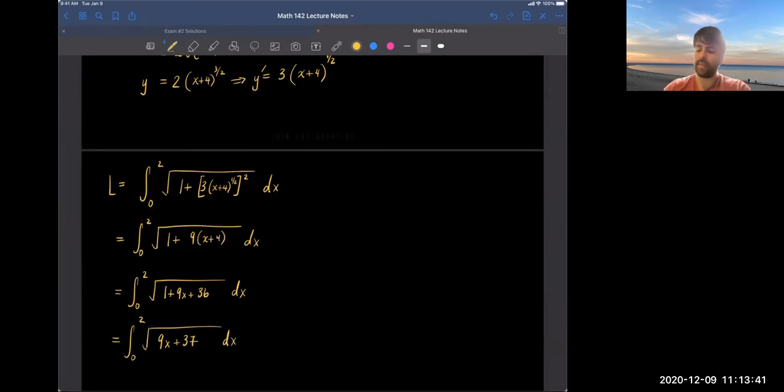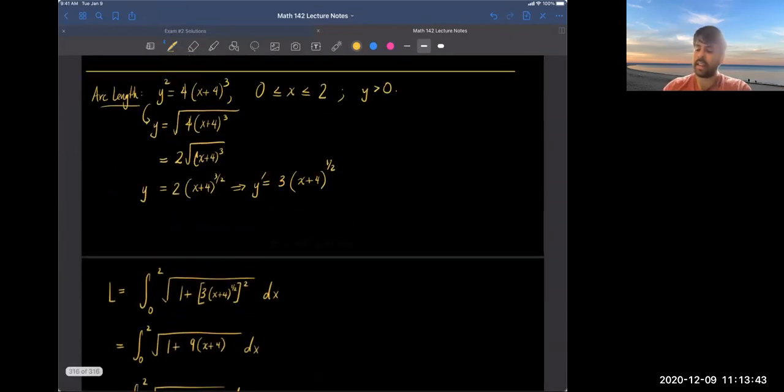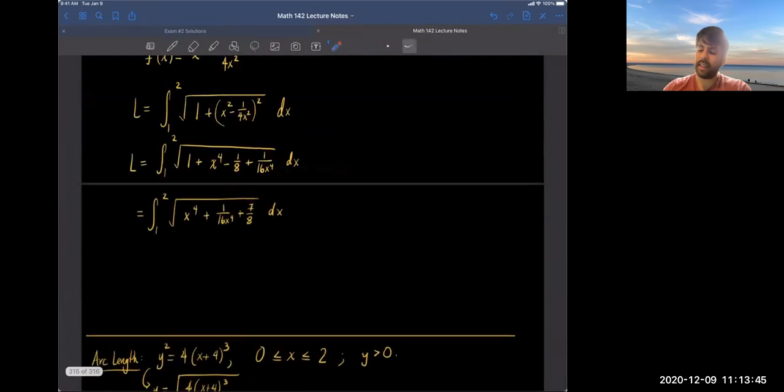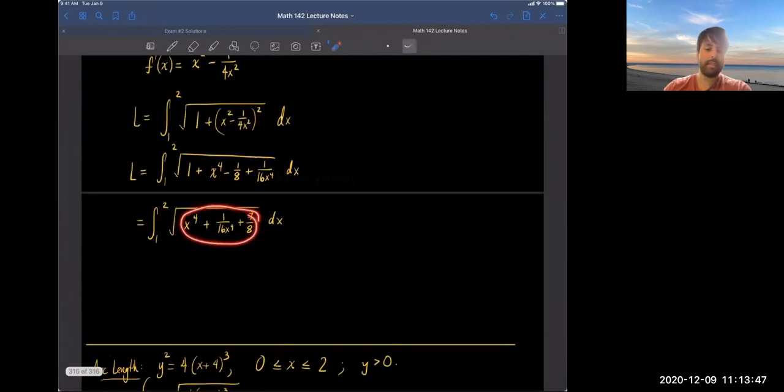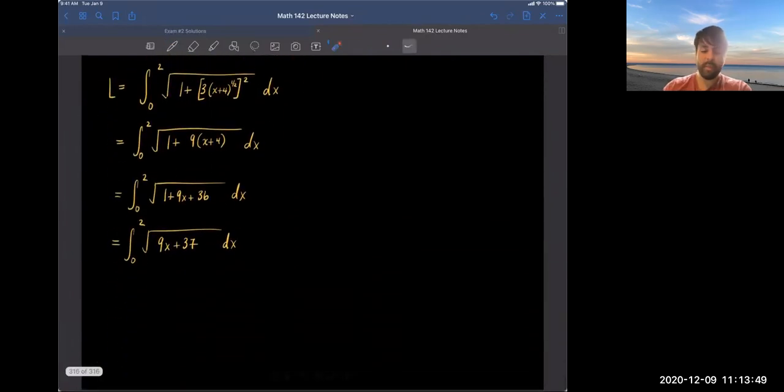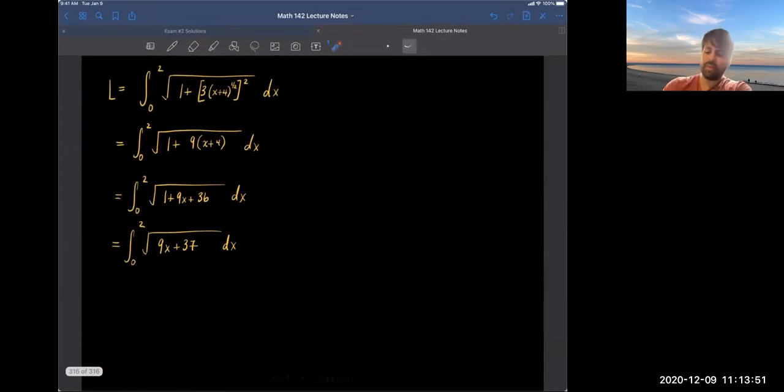So then how do I evaluate? This is a lot simpler than this guy over here. A lot simpler. Most of the time when you have integrals of square root expressions, they're not that simple. They really aren't. They're kind of complicated.